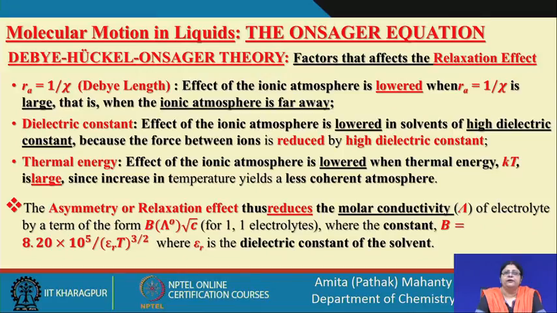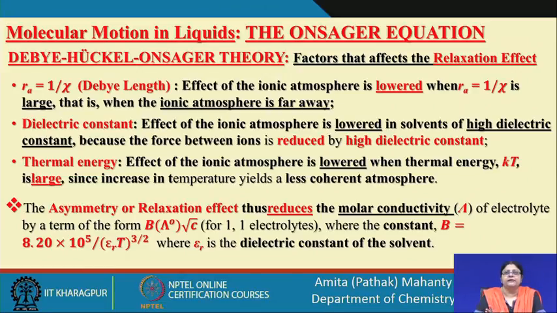The effect of the ionic atmosphere is lowered. So, the ionic atmosphere is actually causing a retarding effect on the motion of the ions, right. The effect of the ionic atmosphere is lowered when 1 by chi is large. Okay. That means R A, which we have defined as 1 by chi, is large. What do we mean by R A being large? R A being large means the ionic atmosphere is far away.